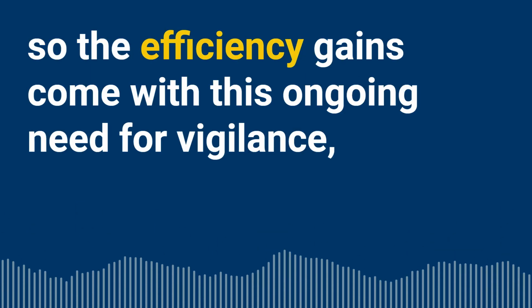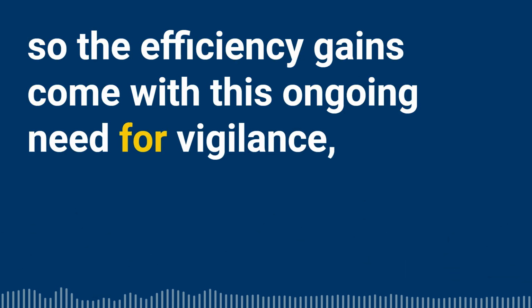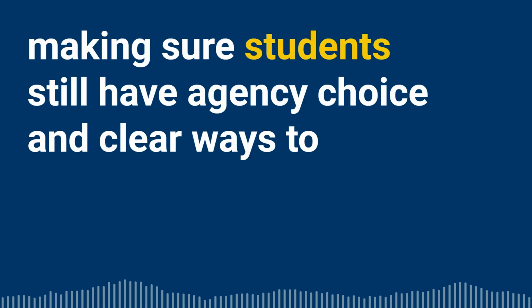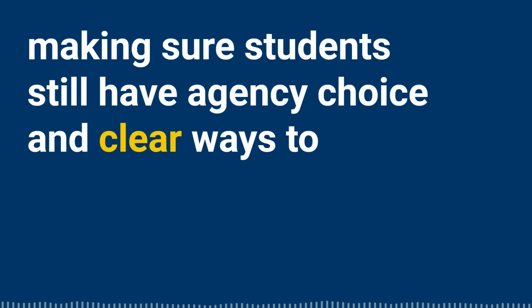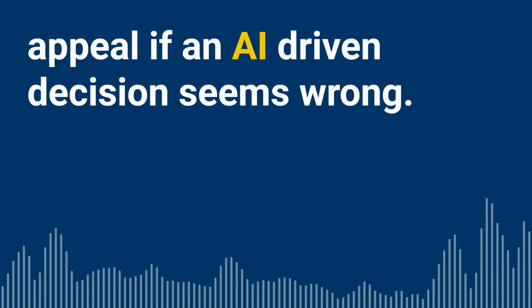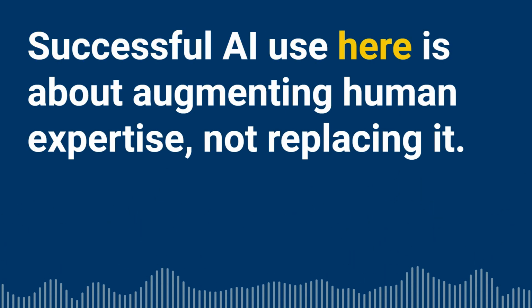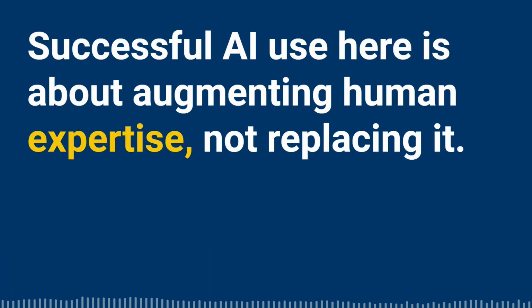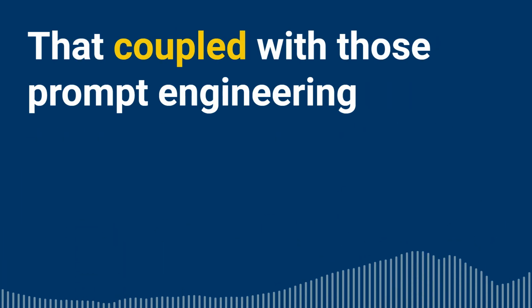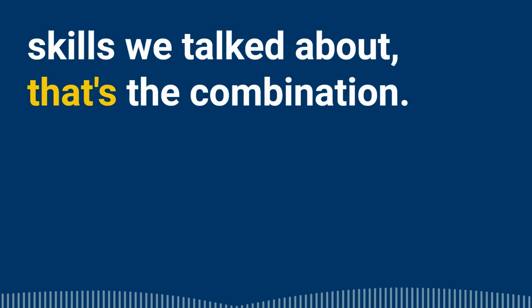So the efficiency gains come with this ongoing need for vigilance, making sure students still have agency, choice, and clear ways to appeal if an AI-driven decision seems wrong. Exactly. Successful AI use here is about augmenting human expertise, not replacing it. That, coupled with those prompt engineering skills we talked about, that's the combination.